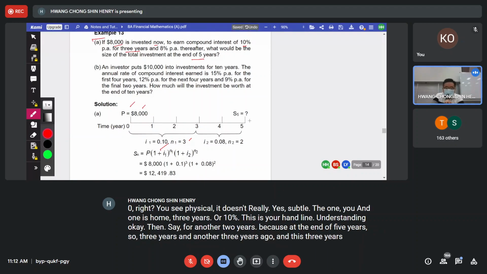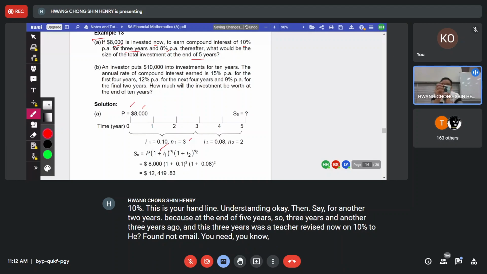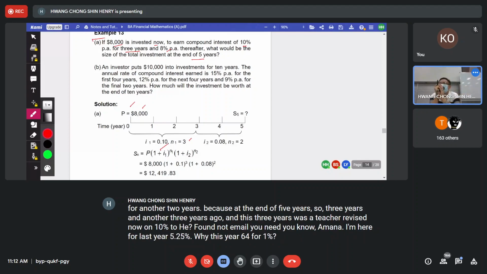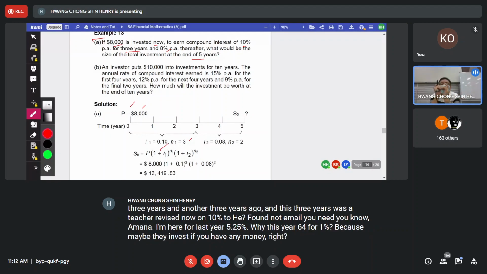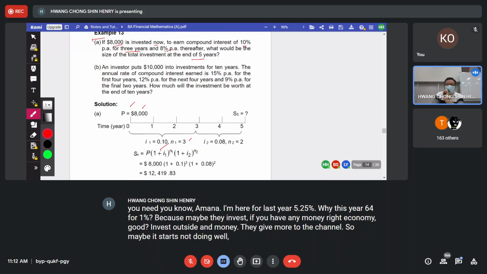And these 2 years, what's your interest rate? Revised down from 10% to 8%. Maybe the economy is better, or the bank is not doing well. You know Amanah Saham? EPF last year 5.25%. Why this year 6.1%? Because maybe they invest, EPF earn money. Economy good, they invest outside, earn money, they give more to the shareholder. So maybe this fund not doing well, drop to 8% for 2 years, N2 is 0.08.